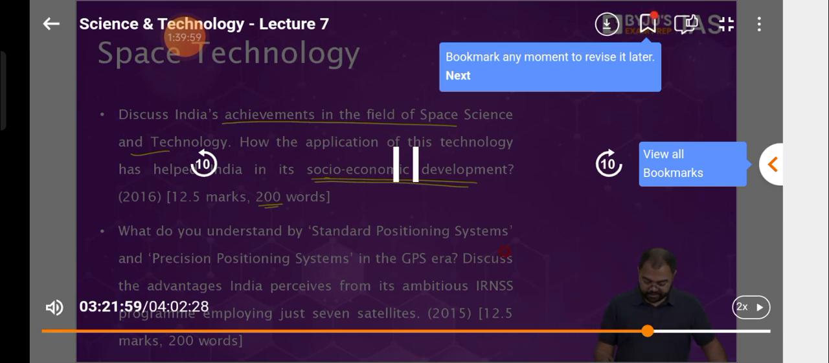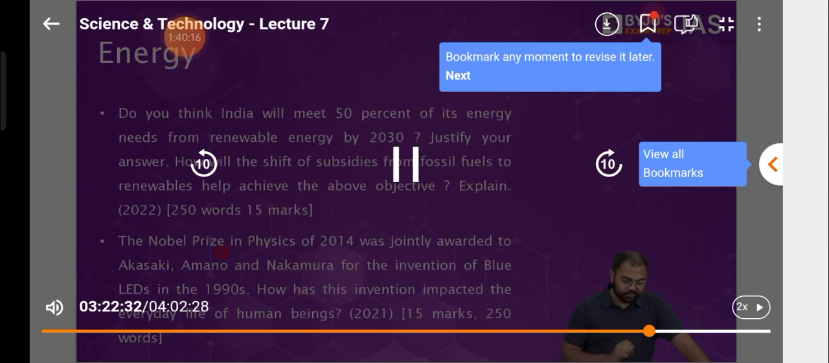And then lastly, another question that has been asked is: what is the meaning of standard positioning system and precision positioning system in the GPS era? What are the advantages that India perceives from its, again, the same IRNSS program? So again, the same question, and we have discussed this: standard positioning service and precision positioning service, which is also called restricted service. We have discussed all these things in the class as well, so a simple direct question has been asked on it. Space technology, remember, almost every year we see that questions do come on it.